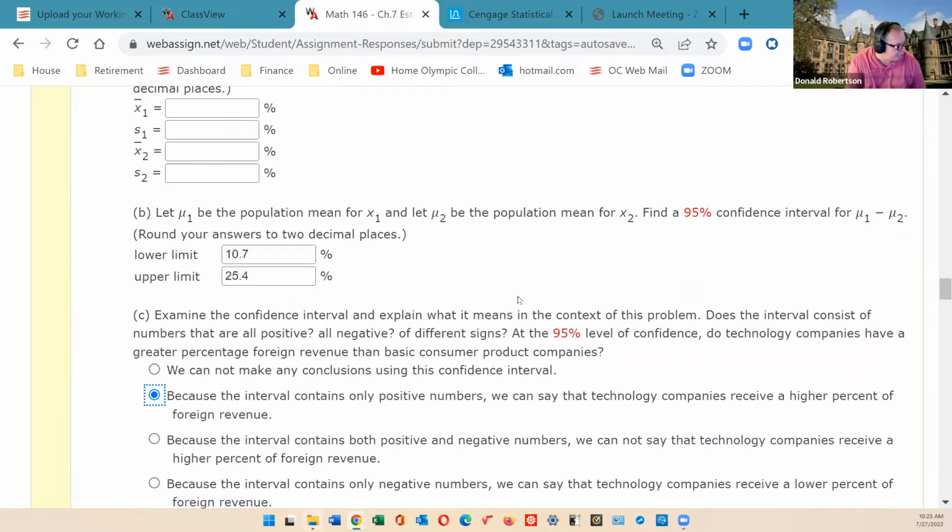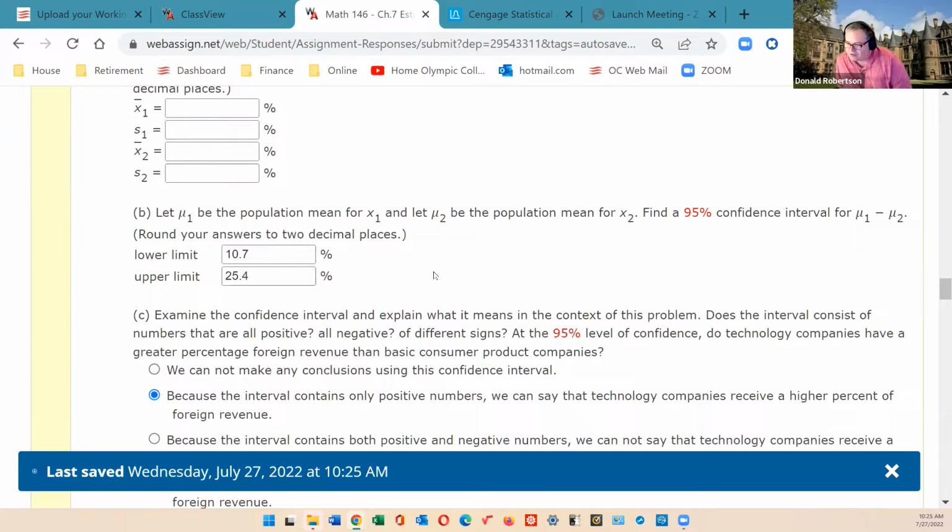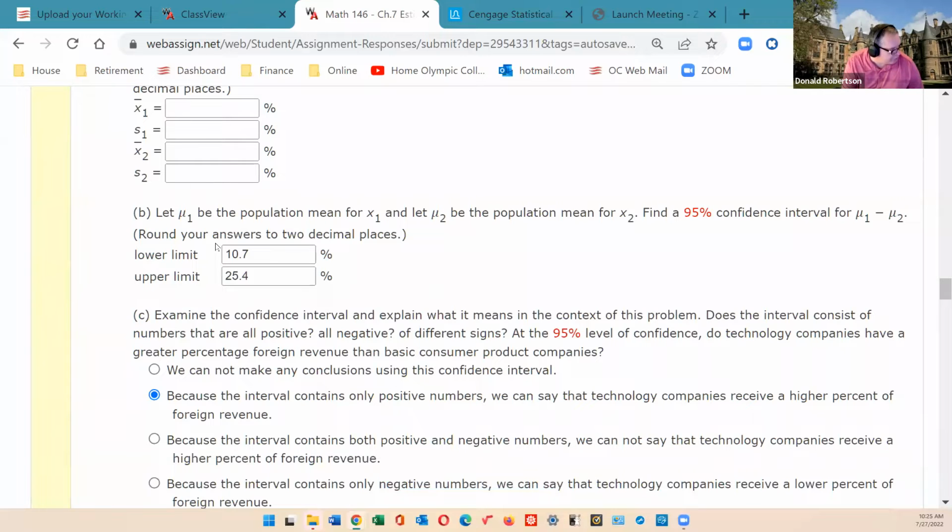Now, if you wanted to push it a little bit, couldn't we even say something like, not only do technology companies sell more to foreign countries, on average, don't they sell about 10% more? At least 10% more. Now, the reason I can say at least 10% more is, do you see that guy there, 10.7? That's the worst case scenario. They're still going to be 10% bigger and a bit more than the other.